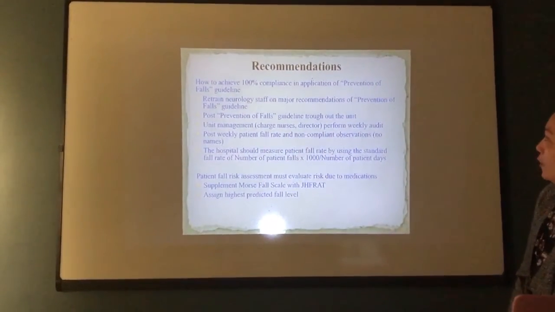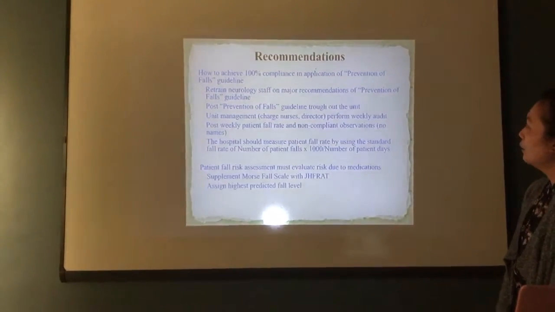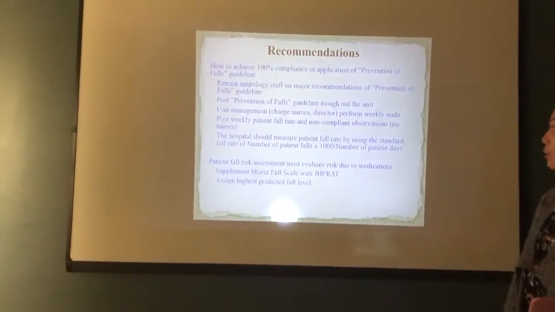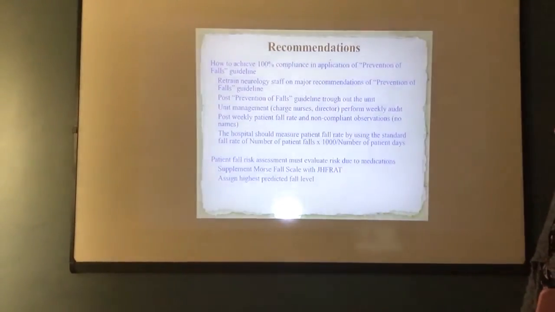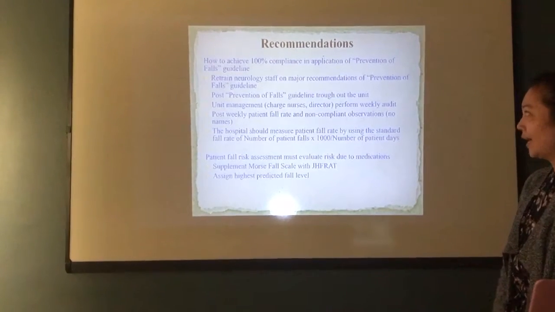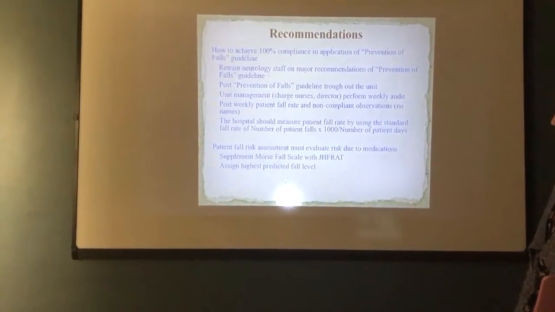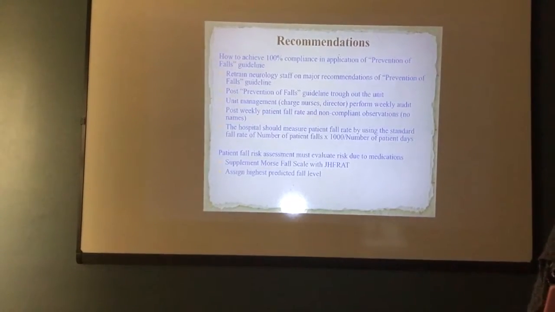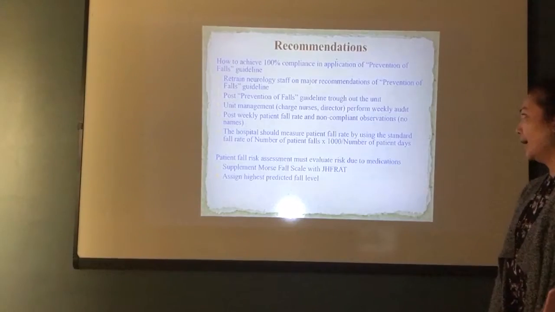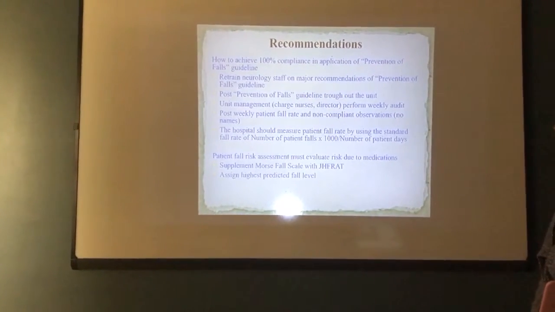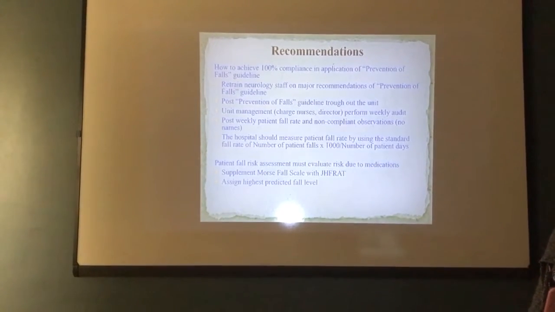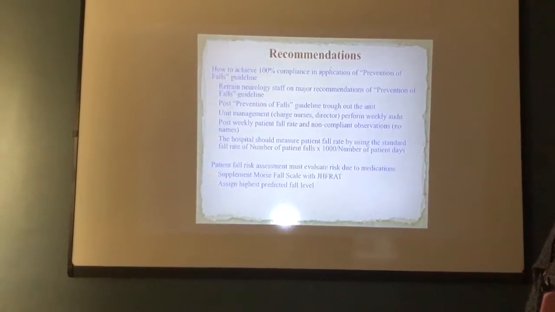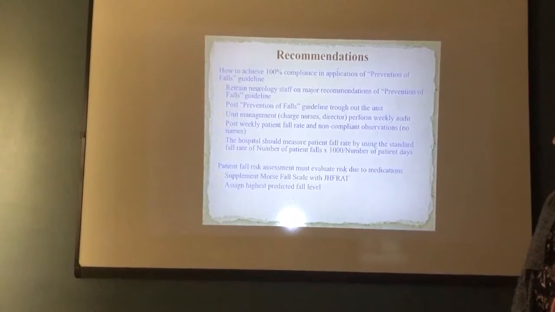So, how to achieve 100% compliance in application of the prevention of falls guideline? First, retrain neurology staff on major recommendations of the prevention of falls guideline. Second, post the prevention of falls guideline throughout the unit. Third, unit management such as charge nurses and the unit director will perform weekly audits. Fourth, post weekly patient fall rate and non-compliant observations, no names. And the last one, the hospital should measure patient fall rate by using the standard fall rate of number of patient falls times 1000 divided by number of patient days.